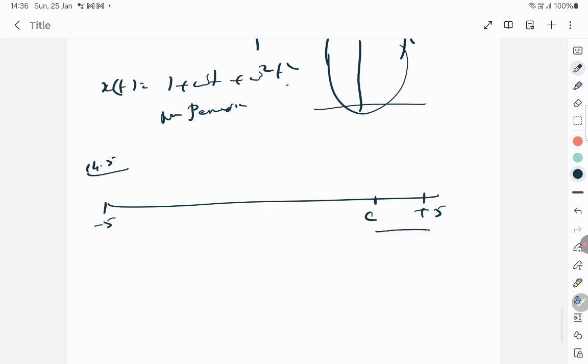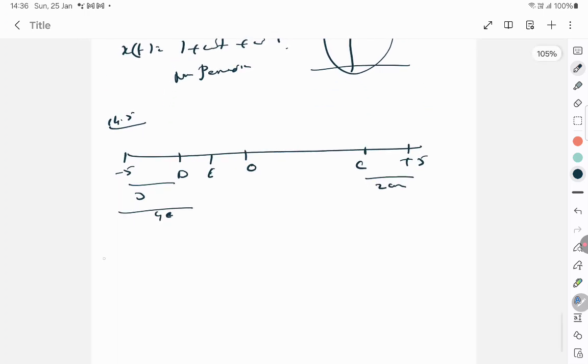The point C here is at a distance of 2 centimeters. There's a mean position O. There's a D and there's an E. This distance is 3 and this distance is 4. So they're asking at A, and this is B. At A, what will be at the position A?